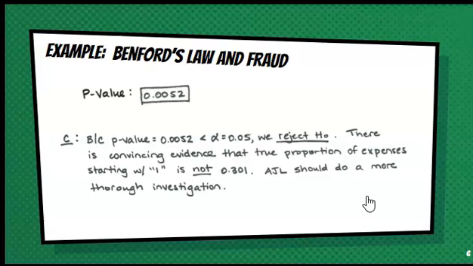So we reject the null, so there is convincing evidence that the proportion of expenses starting with a 1 is not 0.301. AJL should do a more thorough investigation, all right? Now, why do I say is not? Because that's what I said in my alternative hypothesis. Your second sentence will always just explain what the alternative hypothesis is looking for, okay?